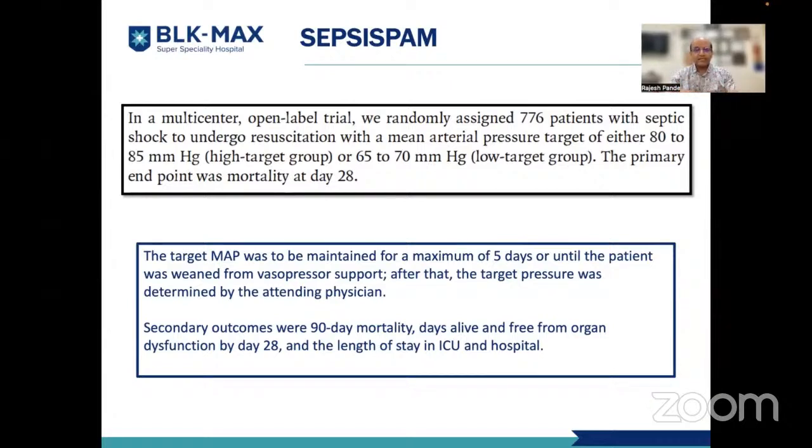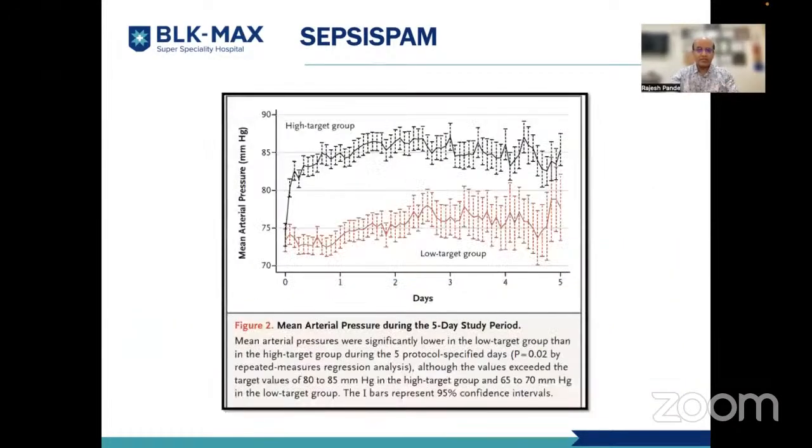Primary endpoint was mortality at 28 days. The target mean arterial pressure was to be maintained for a maximum of 5 days or until the patient was weaned from vasopressor support. After that, target pressure was decided by the attending physician. Secondary outcomes in the study included 90-day mortality, days alive and free from organ dysfunction by day 28, and length of stay in ICU and hospital.